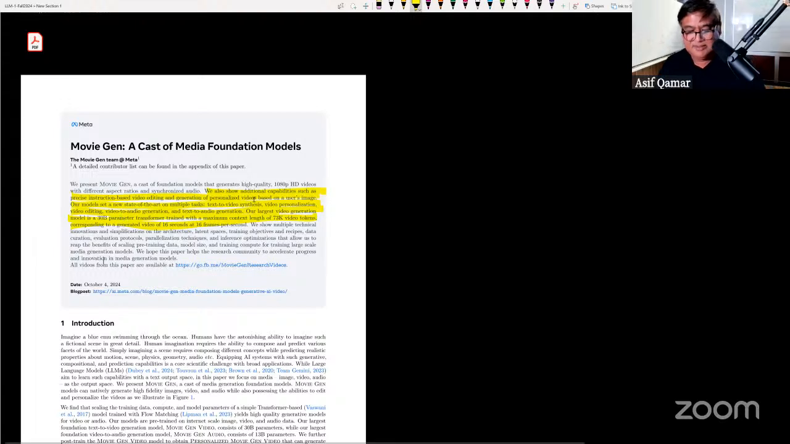And we show multiple technical innovations and simplifications on the architecture, latent spaces, training objectives and recipes, data curation, evaluation protocol, parallelization techniques, and inference optimizations that allow us to reap the benefits of scaling pre-trained data, model size, training compute for training large-scale media generation models.